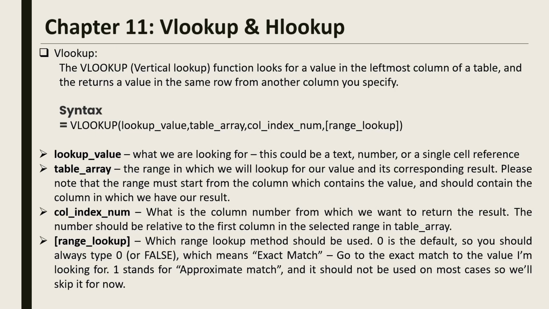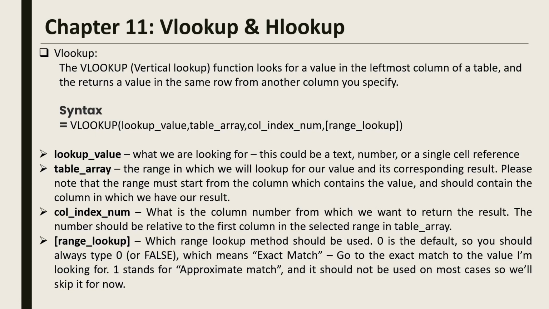The syntax used for the Vlookup is this: Vlookup, and the first argument is lookup value. So what is lookup value? The value which we are looking for. It can be text, a number, or a single cell reference. The second argument is the table array. Table array is the range in which we look for the value and its corresponding result. One thing we need to know is that the first column must contain the lookup value. It will be much clearer when we do the exercise.